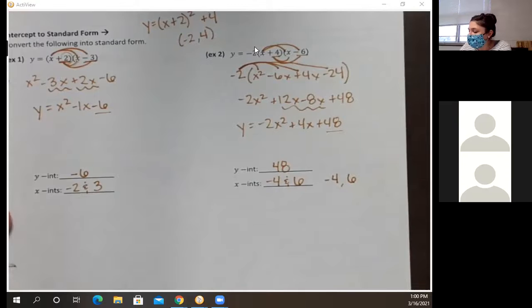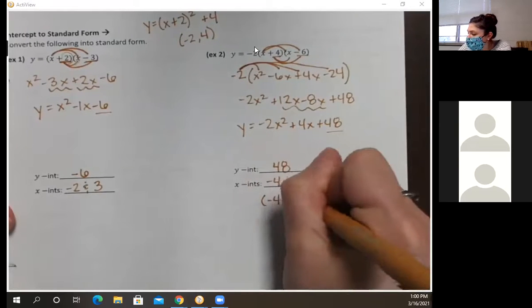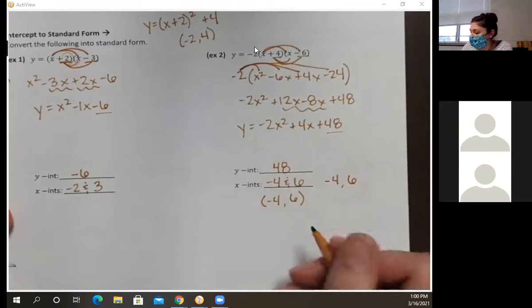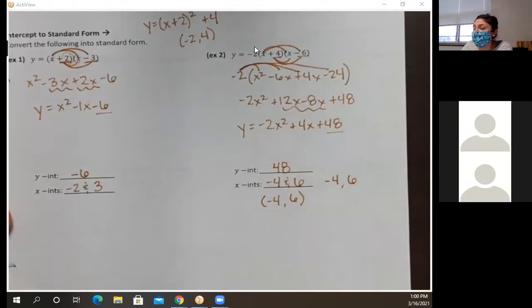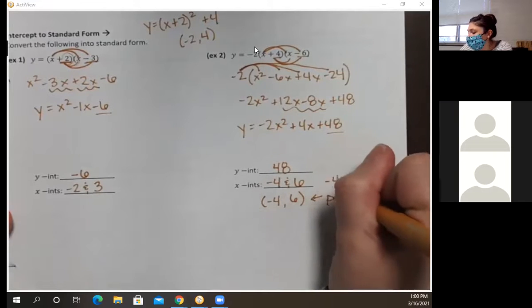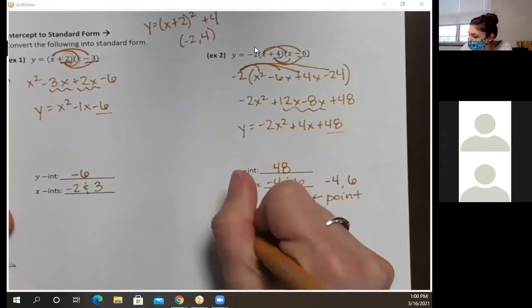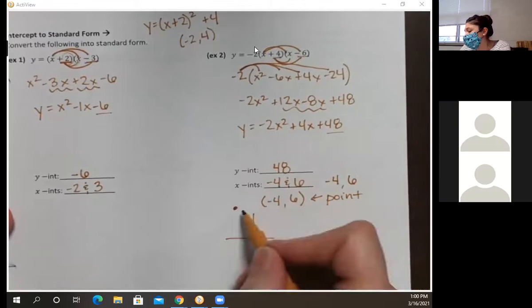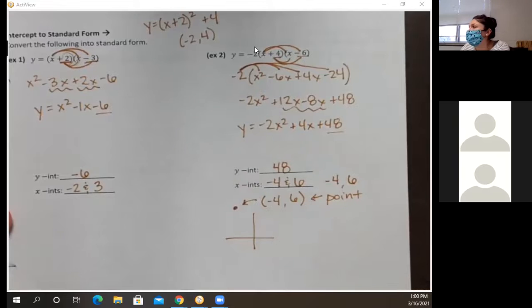But what I see every once in a while is that people slap some parentheses around. This is no longer a list of x-intercepts. As soon as you put parentheses around those two numbers separated by a comma, this is now an ordered pair, and you are telling me about a specific point on the graph. This is not an x-intercept. This is a point, right? It would go roughly there on the coordinate plane.